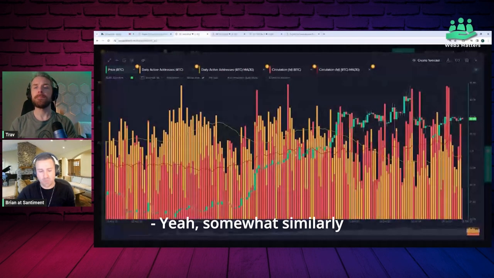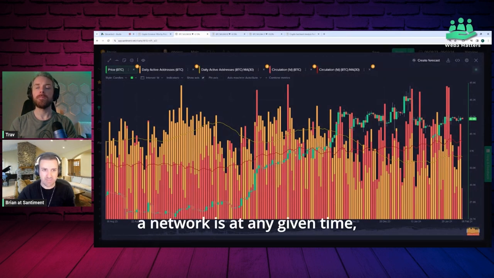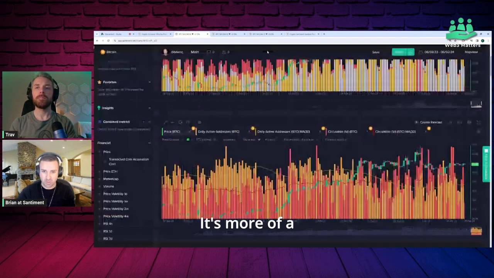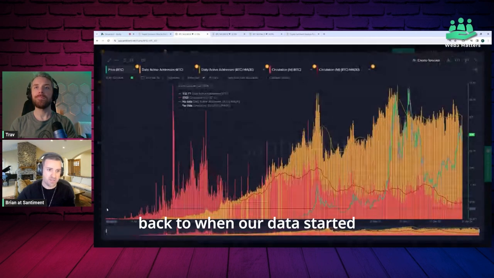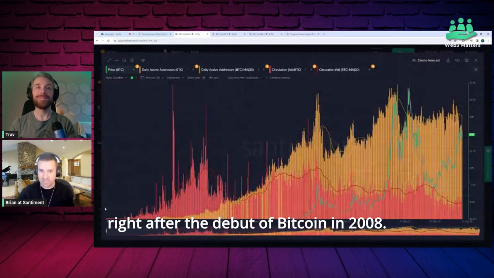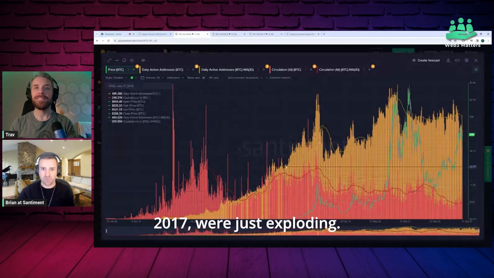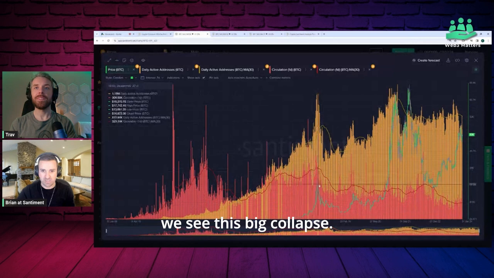Yeah, so somewhat similarly to what we just talked about with transaction volume, these are more direct indications of how active a network is at any given time and what the utility is on the network. Generally, prices need to see increasing utility over time in order to justify higher prices. It's more of a long-term trend than anything. If I go to all time, going all the way back to when our data started in January of 2009, right after the debut of Bitcoin in 2008, look at how daily active addresses, especially up until 2017, were just exploding. And then right when they were peaking, we see this big collapse.